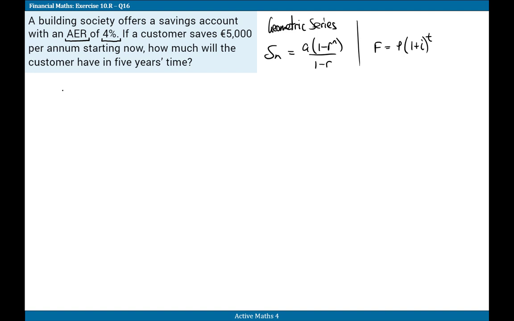So what we should do is we write out a series. So I'm going to say 5,000 at the start of year 1, and then 5,000 at the start of year 2, and 5,000 at the start of year 3, and so on. If it's only 5 years, it actually is no harm. We could write them all out. So these are the 5,000 payments.